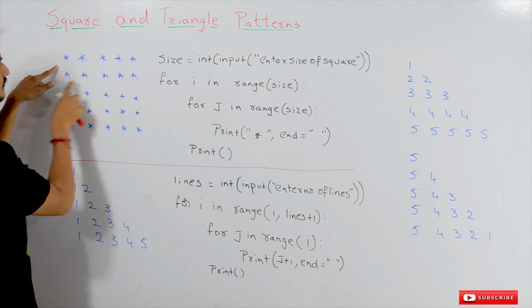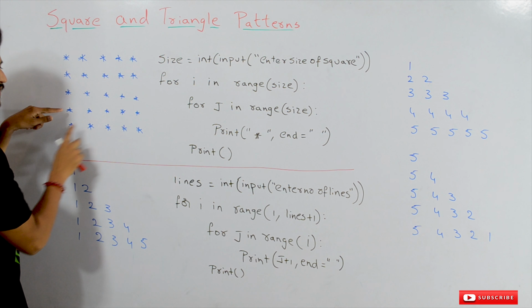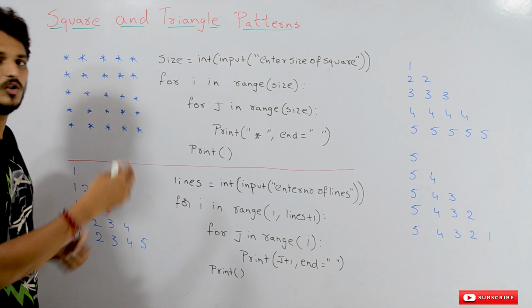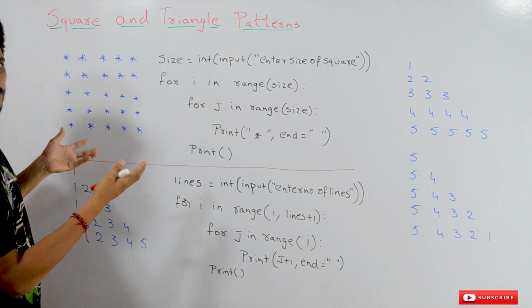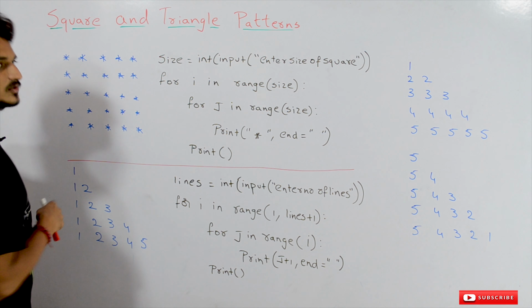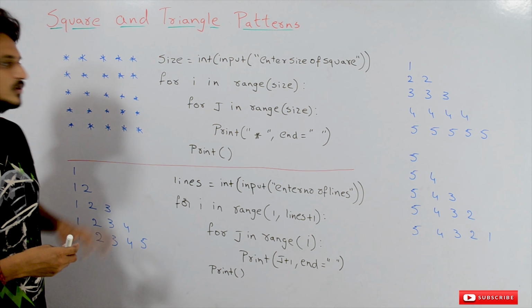Each time we are getting into a new line. That's the logic to construct this square matrix. Square matrix, it's not a square matrix, so the square of stars. So this is one problem.